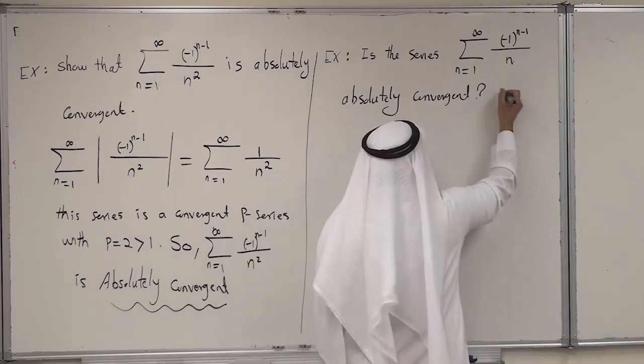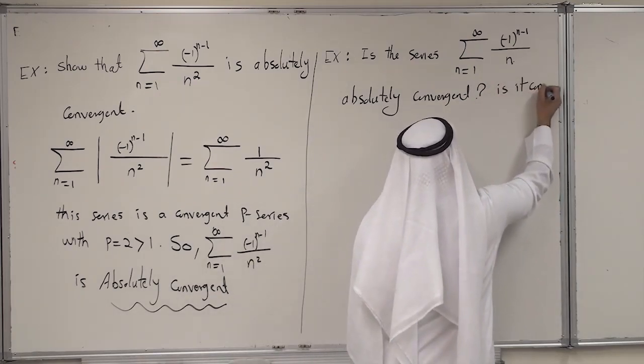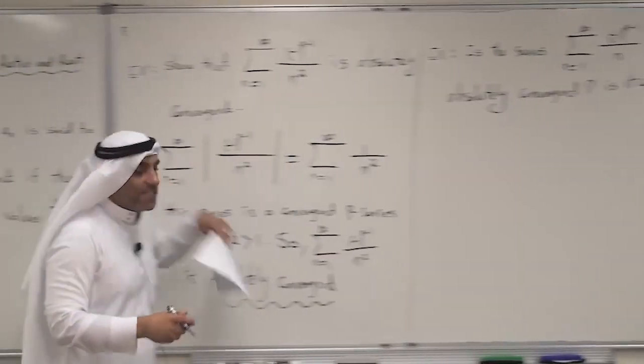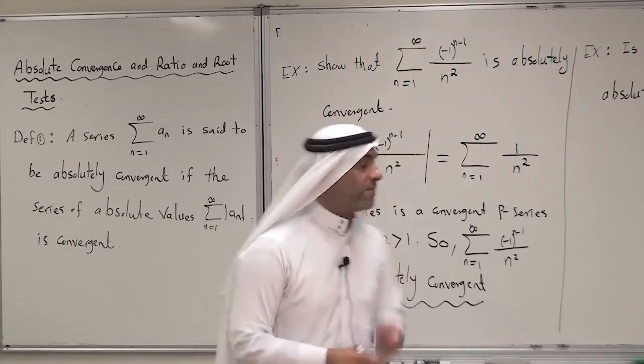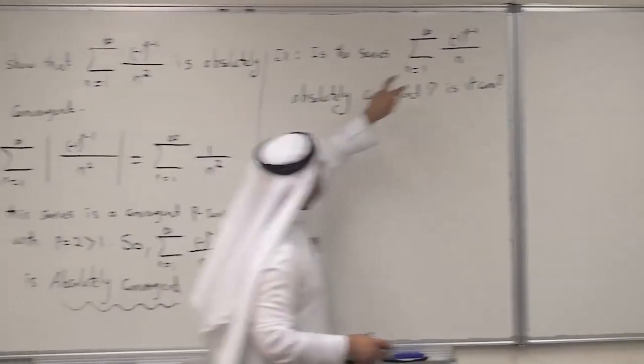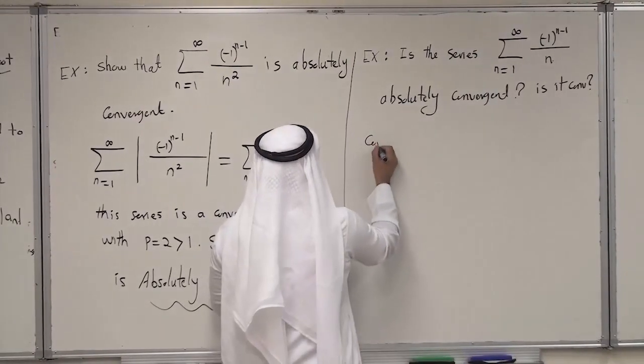Then I ask another question: is it convergent? Is it absolutely convergent? Is it convergent? That's what we need to answer. If we need to answer the first question, what you need to do is to take the series with absolute value. So we consider this series now.